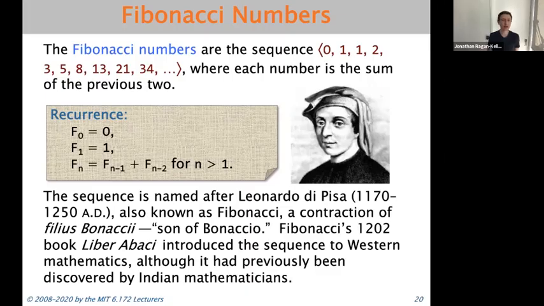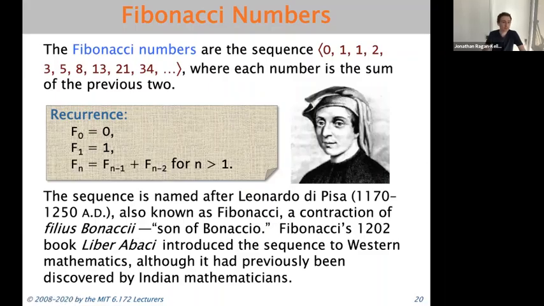So you might remember Fibonacci numbers are the sequence that comes up in different math classes or fun puzzles a lot. They're the sequence 0, 1, 1, 2, 3, 5, 8, 13, etc., where each number is the sum of the previous two numbers. So formally, we can define them as this simple recurrence. Fibonacci number 0 is 0, Fibonacci number 1 is 1, and then for any n above 1, Fibonacci number n is equal to the sum of Fibonacci number n minus 1 and Fibonacci number n minus 2.